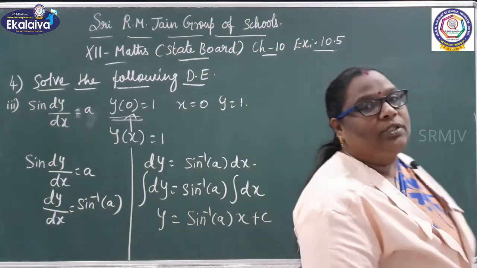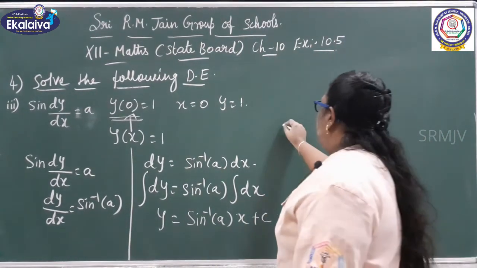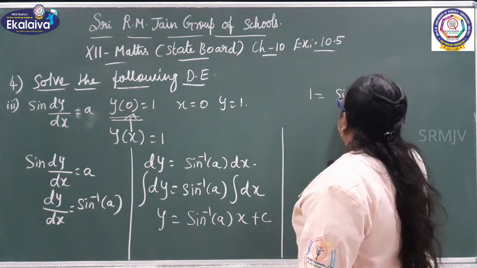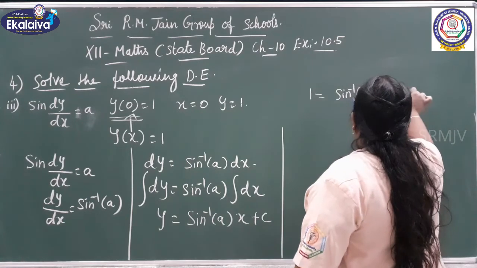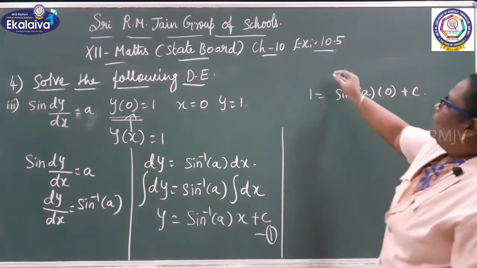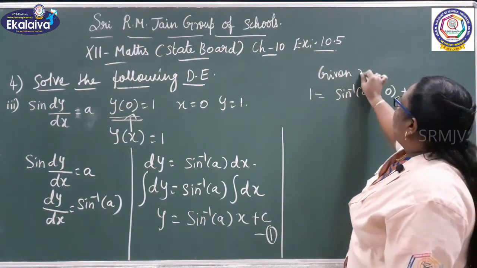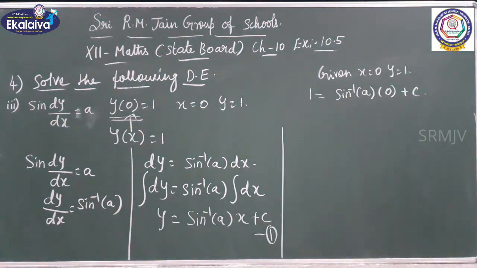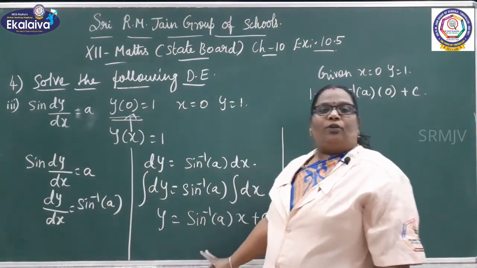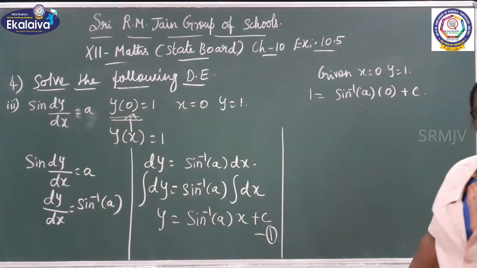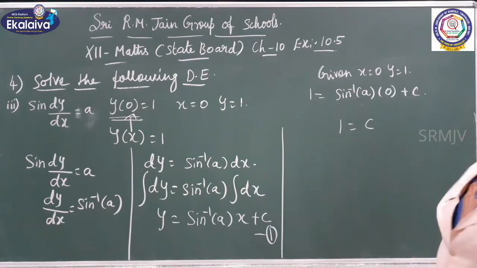You substitute the values. If x equal to 0, y equal to 1. 1 equal to sine inverse of a into 0 plus c. You can substitute in equation 1 the given values, x equal to 0, y equal to 1. So 1 equal to sine inverse of a into x value 0 plus c. So 0 into any number is 0. 1 equal to c.